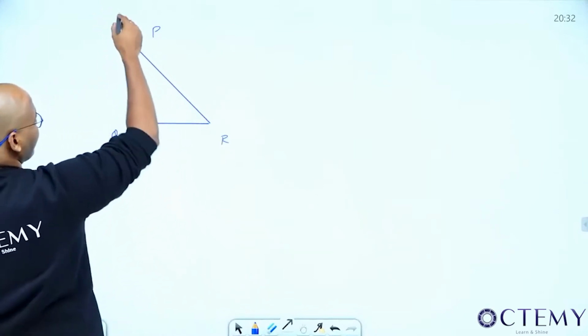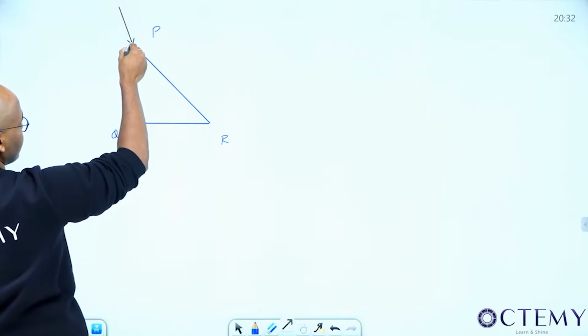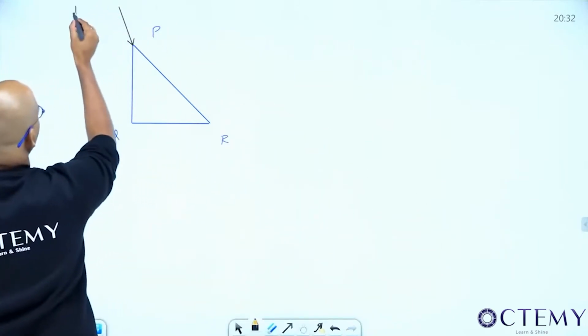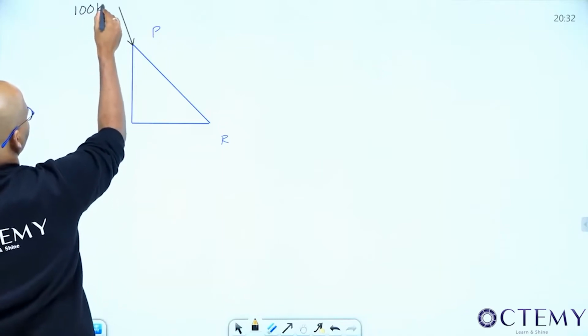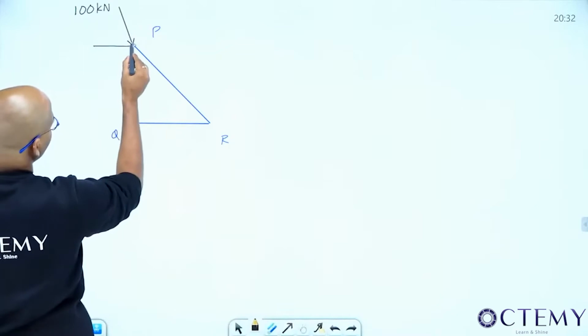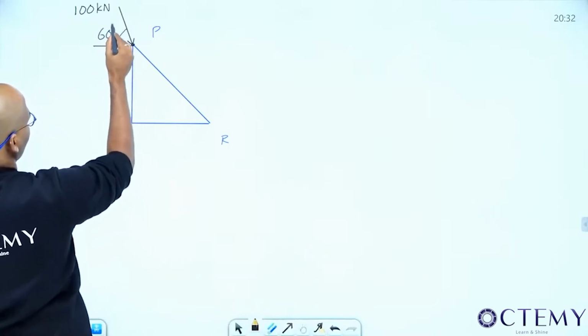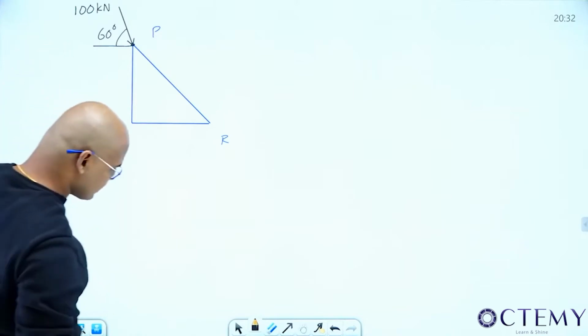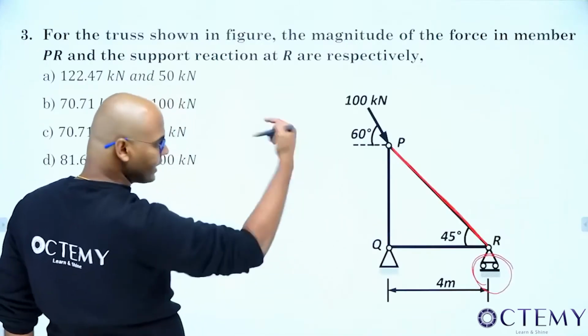See, this is 45, right? This is 45. So I have 60 degrees like this. Okay, I have a load of 100 kilonewtons, making an angle of 60 degrees with the horizontal. All of you are okay? Fill the body from everything and draw the sketch. Done. Actions done. Next, only one load, action done.